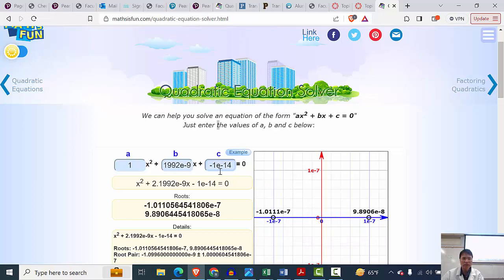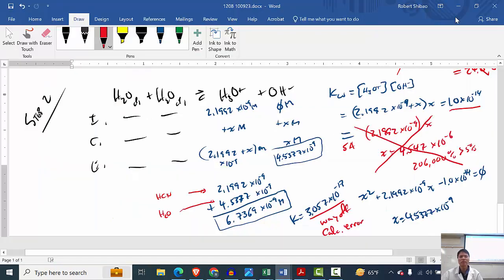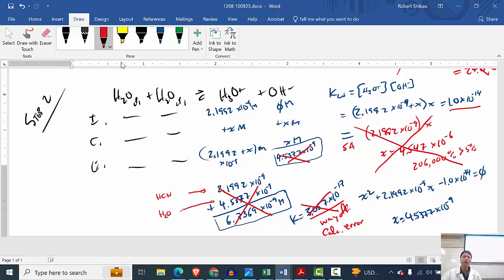And this is correct. 1 times 10 to the minus 14, negative. And that gives me 989.06 times 10 to the minus 8. Let's redo that. It's way off. That's because this x was way off.